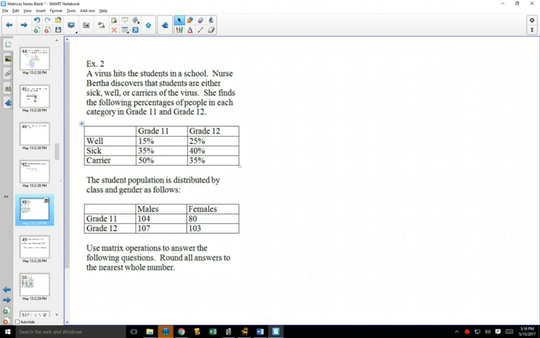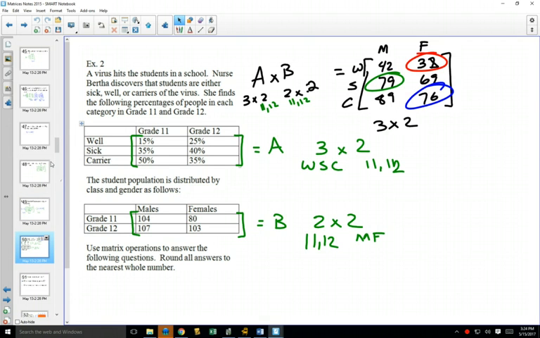Okay, I want you to try this one. If you called this set of data matrix A, it makes it a 3 by 2. Well, sick, carrier, grades 11 and 12. And this one, matrix B. Again, what is really nice here is this column matches up with that row and they're in the right order.